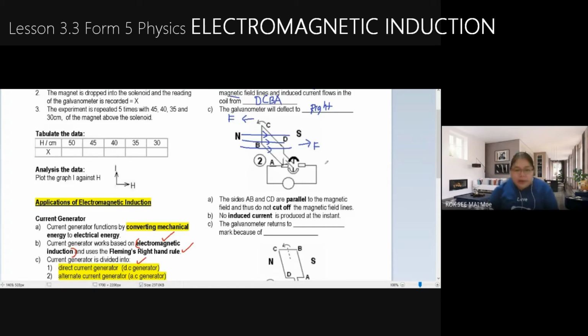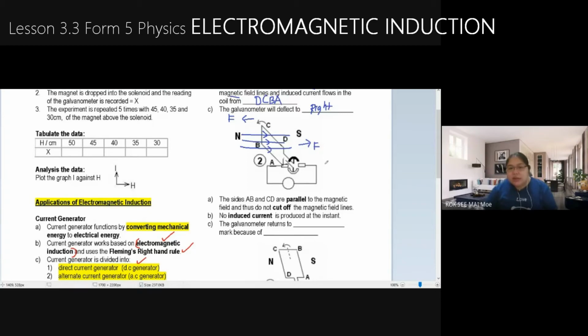Parallel or perpendicular? Don't talk about current first. Talk about the force and magnetic flux. Now the force pushes C to the left, and pushes D to the right. So that means, can you see the force and the magnetic field are both in a parallel direction? If both are in a parallel direction, actually we cannot create any induced current, because I told you already it must be perpendicular.